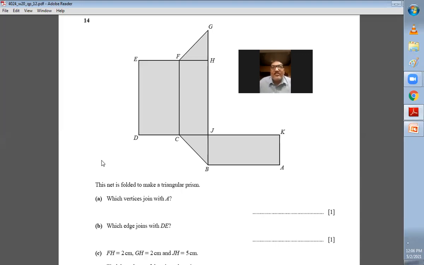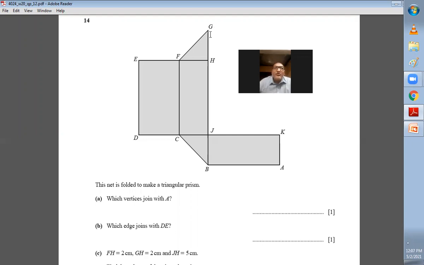He says, this net is folded to make a triangular prism. Which vertices join with the A? If you want to make it, you must have seen, whenever you buy sweets from Gourmet or from any bakery, they have these boxes, and these boxes are flat, and the salesman folds them, and a box is formed. You must have seen this whenever we go to buy sweets in Pakistan. So that is called the net of a box. So it's a triangular prism.